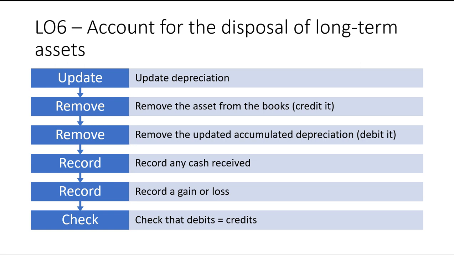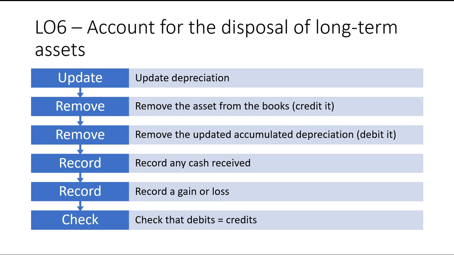Once you have your depreciation updated, you're going to prepare a journal entry. You're going to remove the asset from the books because you're selling it, right? So you're going to credit the equipment or credit whatever it is. You're going to debit the accumulated depreciation because you're getting rid of it. So you're removing the asset, you're removing the accumulated depreciation. That's for every single time you dispose of an asset, right? Because the accumulated depreciation has to come out, so does the cost of the asset.